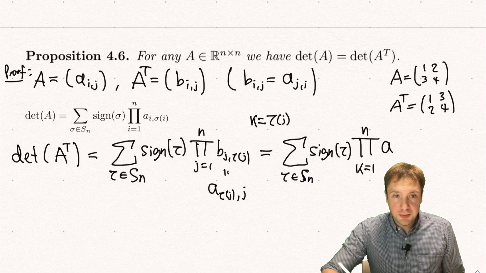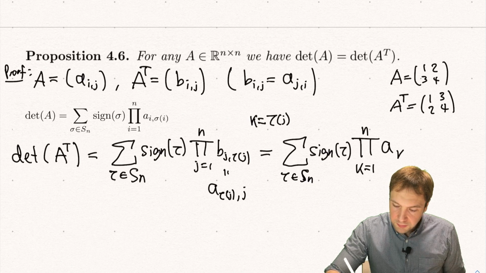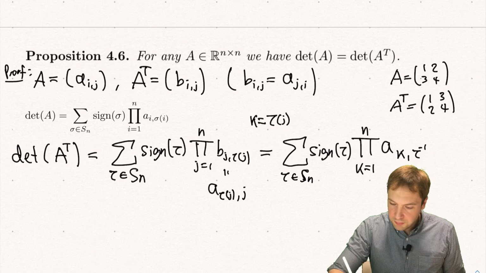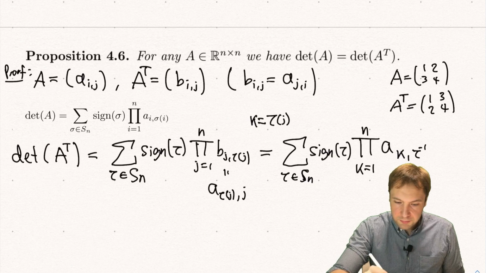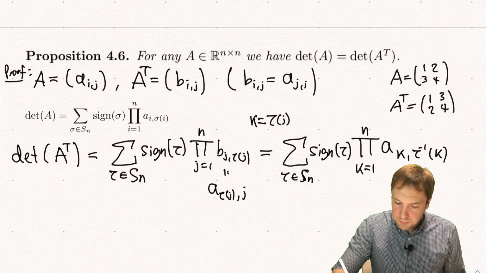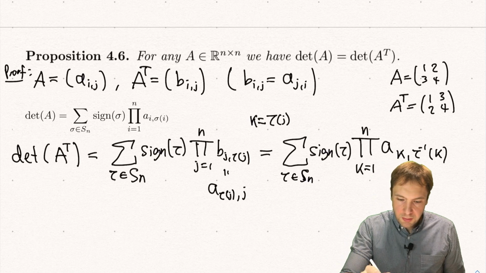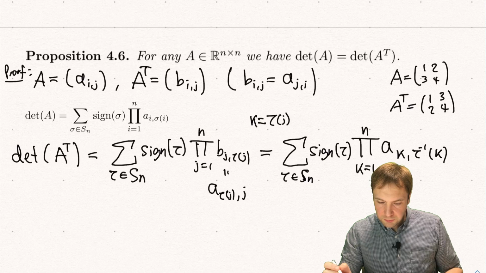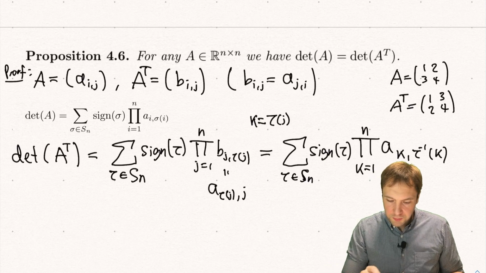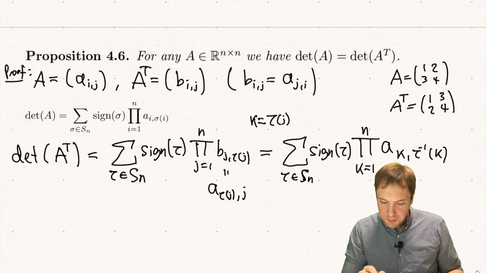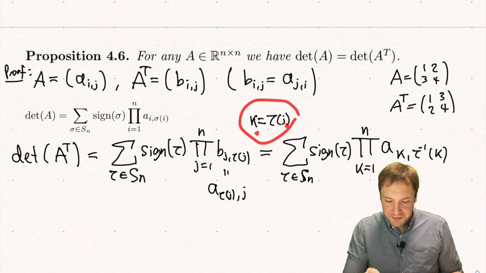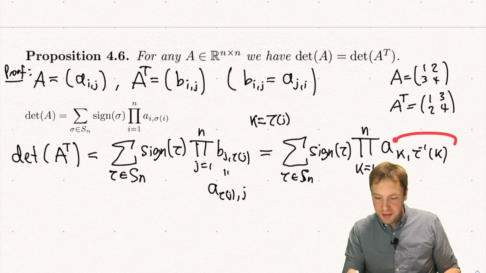And now it's a_k, and here it's tau inverse of k. Because if k equals tau(j), then j equals tau inverse of k. So we have this.